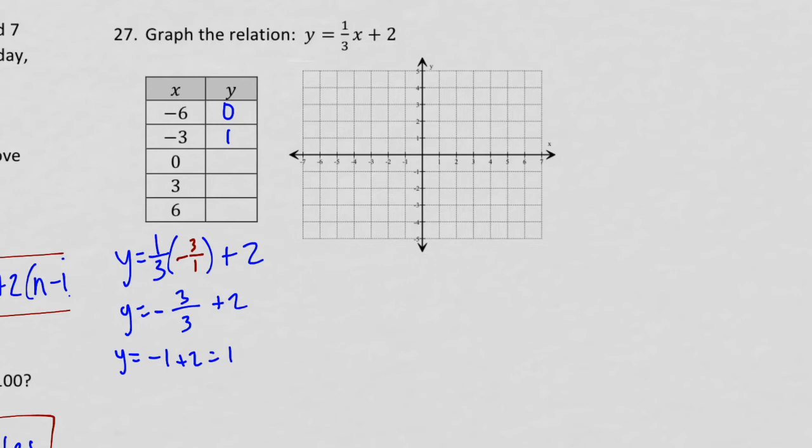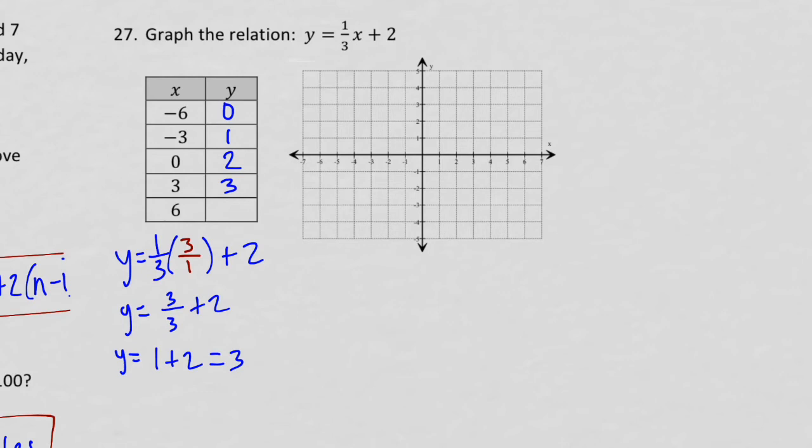Let's do the next one. So I'm going to plug in now 0. That should be easy. y equals 1/3 times 0 is just 0. Anything times 0 is 0. Plus 2 is 2. So that gives you 2. Okay, let's plug in 3. Once again, I'm going to write it as 3 over 1. Positive 3 in this case, so don't have to worry about the sign. 1 times 3 is 3. 3 times 1 is 3 plus 2. 3 over 3 is just 1, so it's 1 plus 2, which is 3.